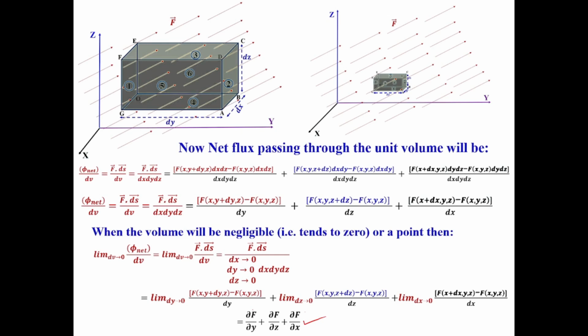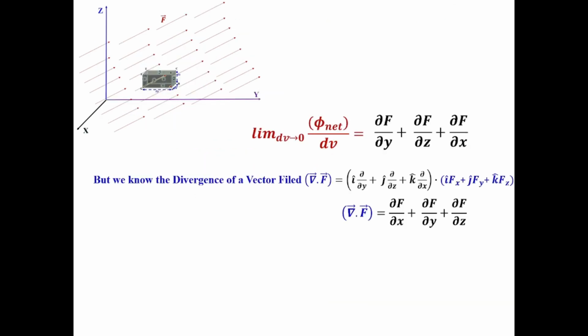Now here we found what: when the volume is negligible, the net flux passing through the unit volume is this one. Now here we found when volume tends to zero, the flux through unit volume is this one. Now we are going to go for the divergence of a vector, the mathematical expression of divergence of a vector.